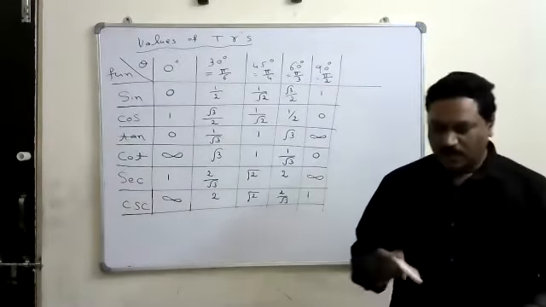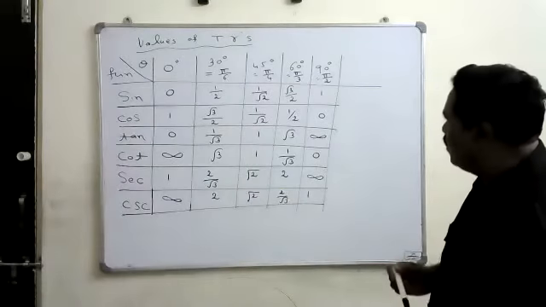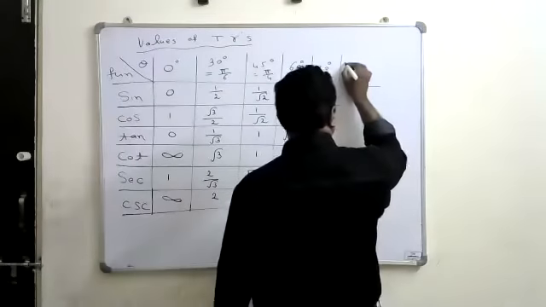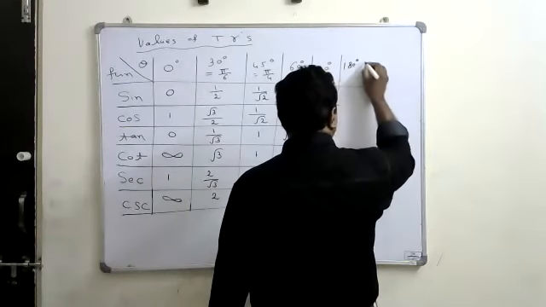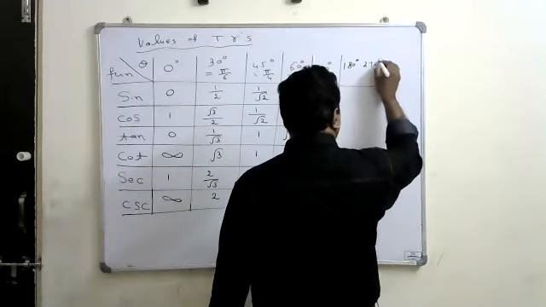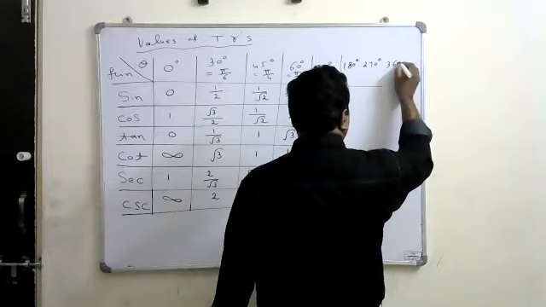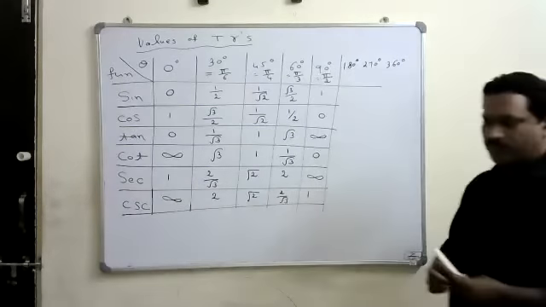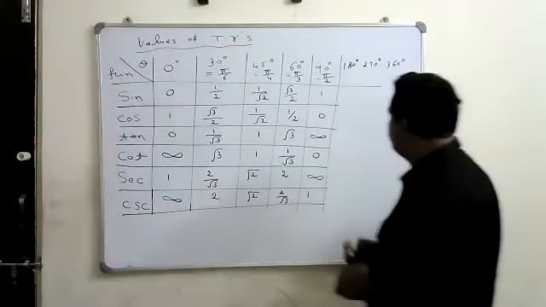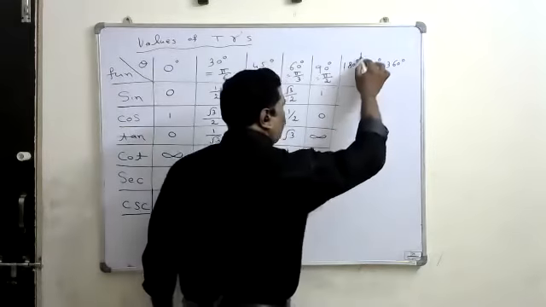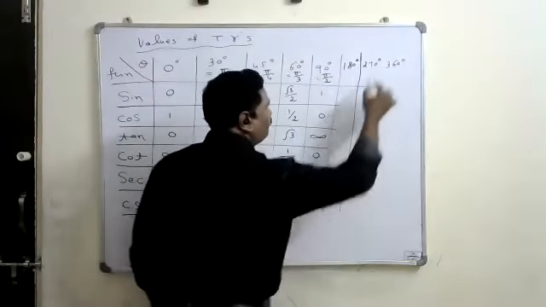Okay. So apart from these values, you also should remember the values for 180 degree, 270 degree and 360 degree. So for these angles also, we have to remember the values. Now look at this. How do you calculate the values for this?